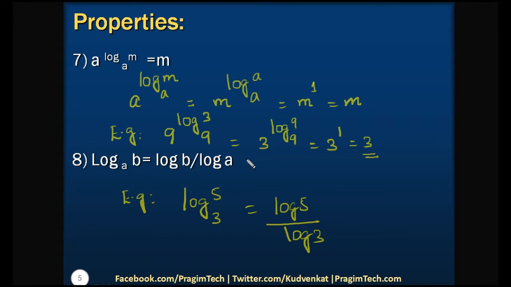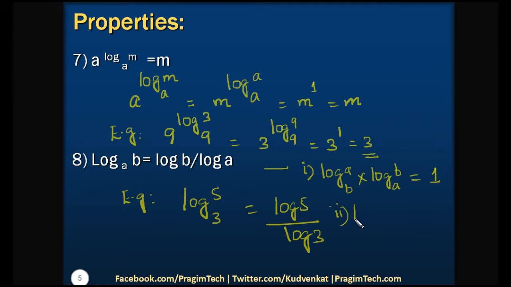Based on this property, we can derive two other simple properties. The first one is logarithm of a to the base b into logarithm of b to the base a. What's going to be its value? As you know, from this we can write it as log a by log b into log b by log a, where we can cancel out log a, log a, log b and log b. So the resulting number is going to be 1, right?